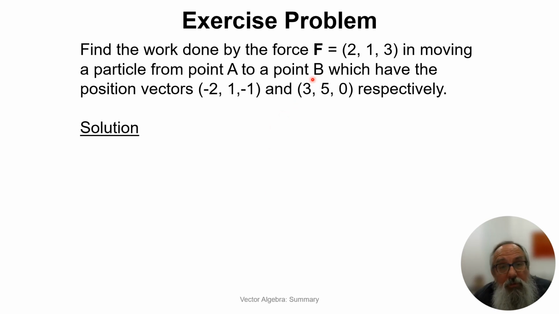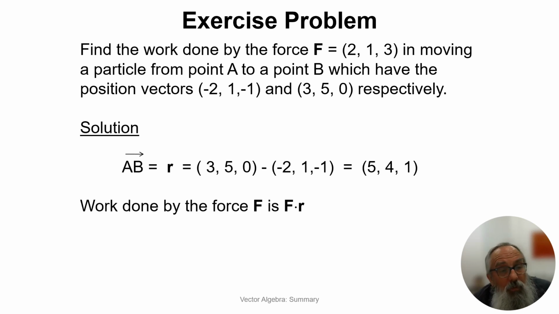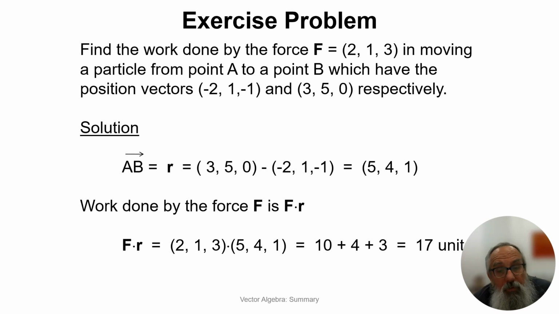Find the work done by the force F moving a point from point A to B, which have these two position vectors. So we need to take those two points and work out a vector between A and B. So A to B is B minus A, 5, 4, 1 in this case. Work done is F times R, which is the AB in this case. So F dotted with R, so we need to do the dot product, which turns out to be 2 times 5 plus 1 times 4 plus 3 times 1, which adds up to 17. So that's the work done.